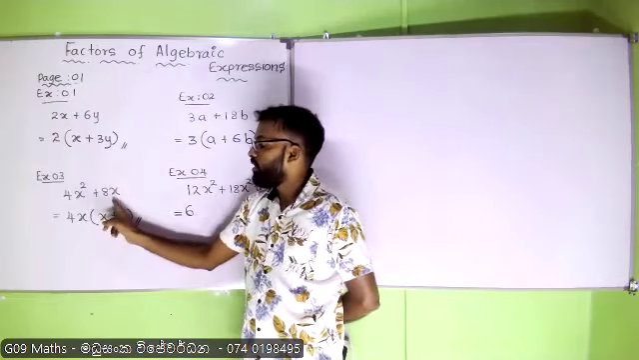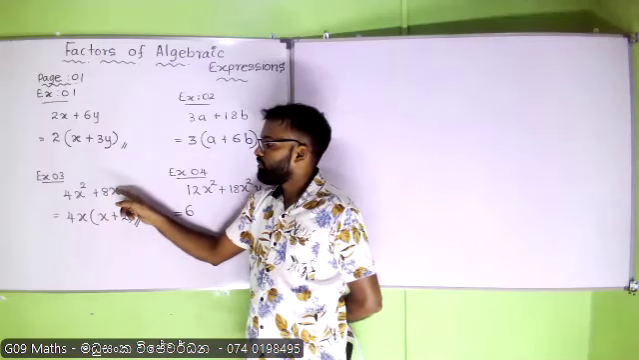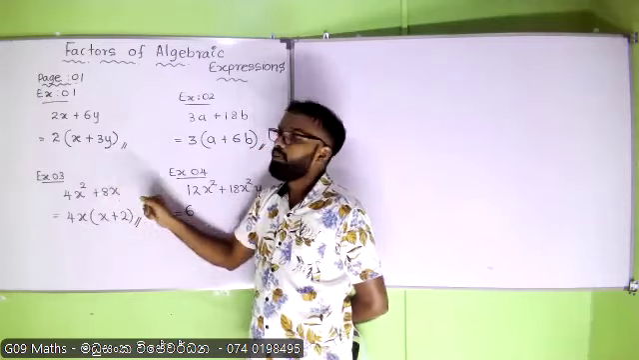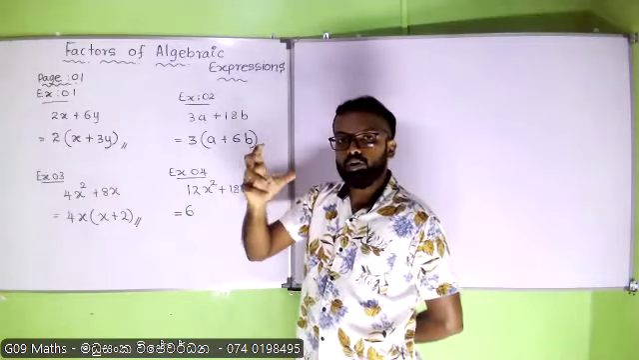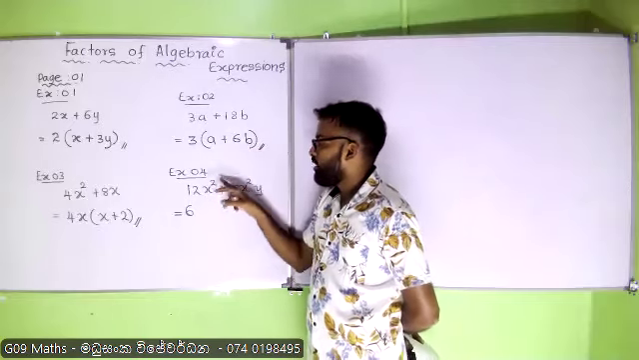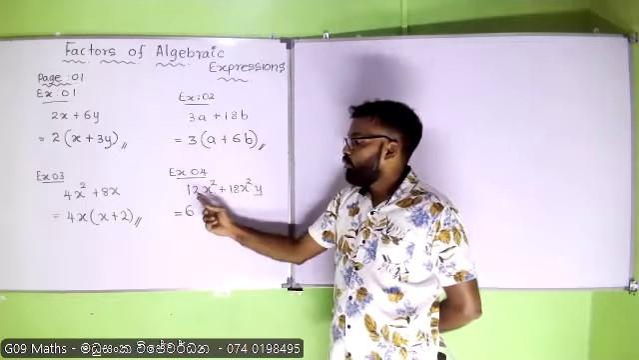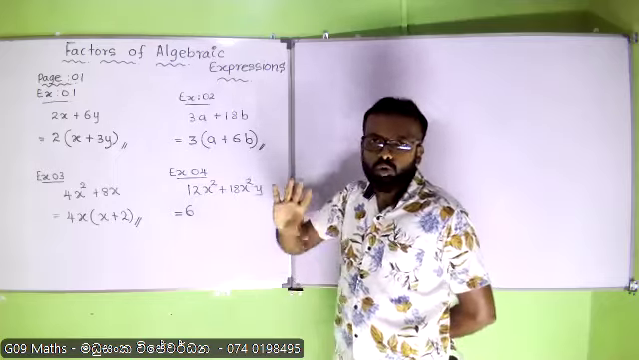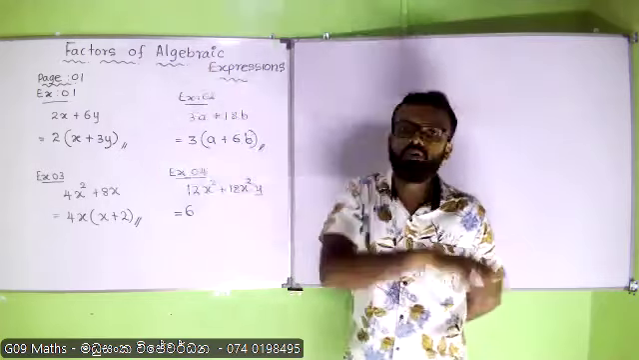Here we take out the common algebraic term with the minimum power. The common algebraic term should be common, and you take the minimum power. So x to the power 2, x to the power 2. Here you have x to the power 2, here you also have x to the power 2. So this is like 12 times apple, 18 times apple. Both of them are apple, so take apple out.